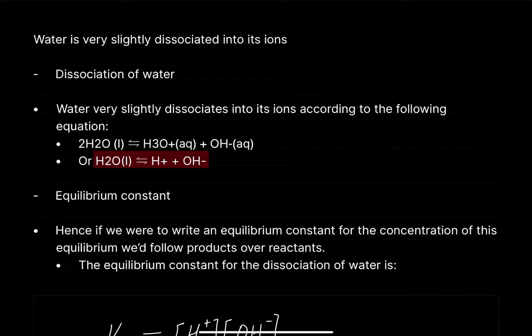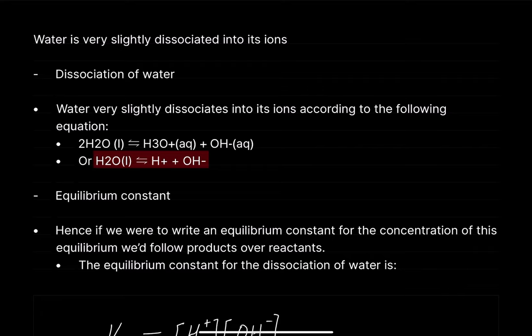So water is very slightly dissociated into its ions, according to the following equation. As I said in the previous video, if we're representing the dissociation of water as an equilibrium, we have to show the equilibrium sign to show that it's a reversible reaction. Technically it is, but the equilibrium is so far to the left that we describe it as very little dissociation.